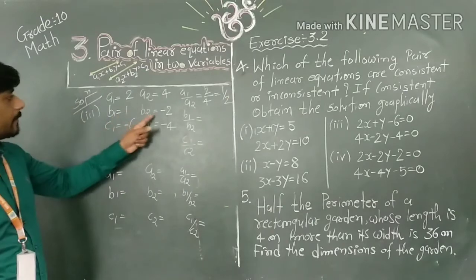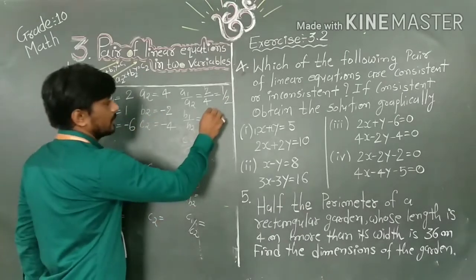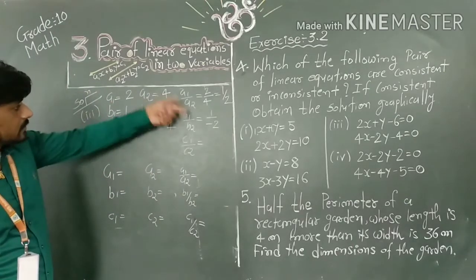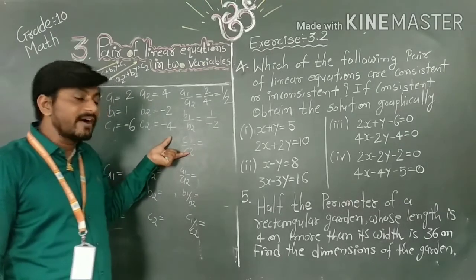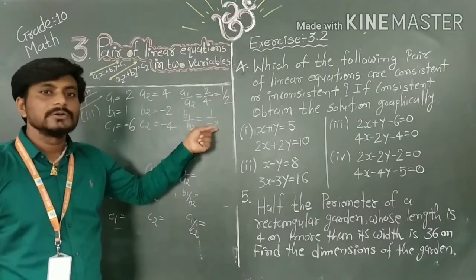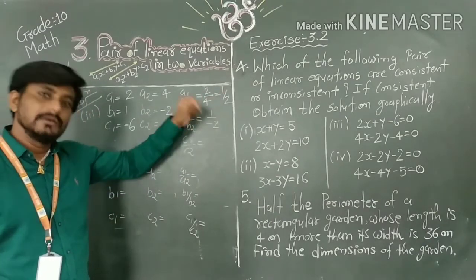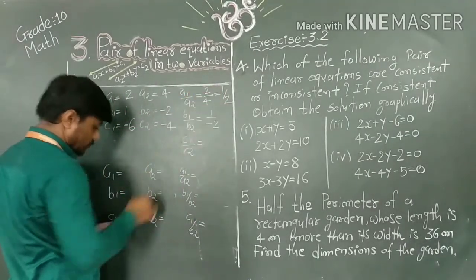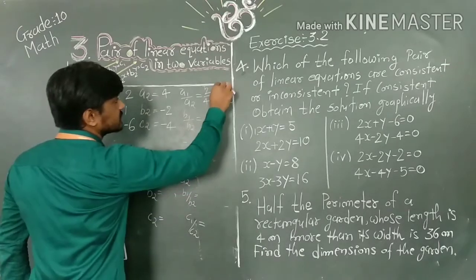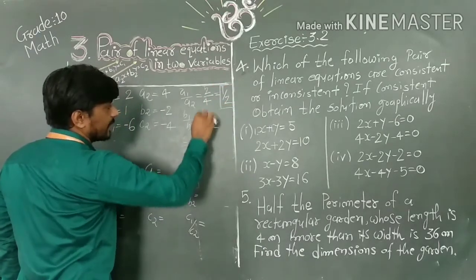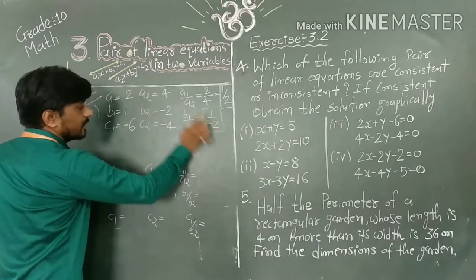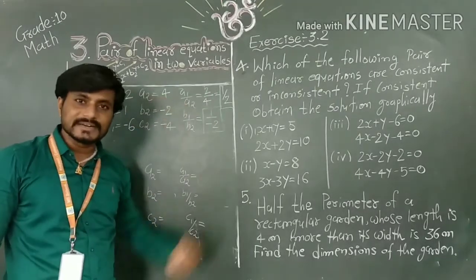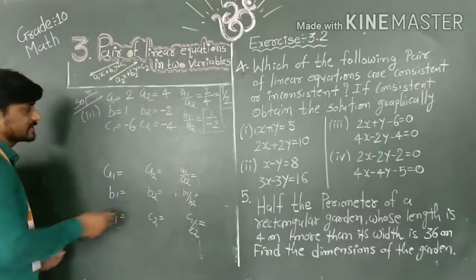Now b1 upon b2, that means 1 upon minus 2. Here we do not check c1 upon c2. Why? Because these two ratios are not the same. If they are the same, we have to go further. But in this case, these two ratios are not equal. This is 1 half and this is minus 1 half. Therefore a1 upon a2 is not equal to b1 upon b2. It's intersecting lines, that means consistent.